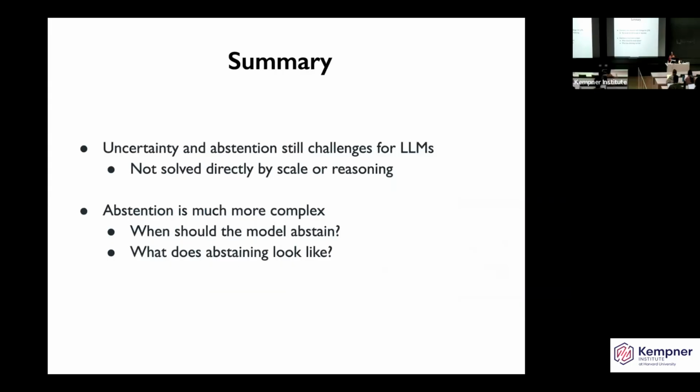So in summary, what we see is abstention and uncertainty is very much still a challenge for LLMs. And if anything, the challenge has actually gotten more complex. Before, the landscape was much simpler. It is not being solved directly by scale or reasoning. Scale isn't solving it, and reasoning, if anything, is making it worse. Now we have to think about when the model should abstain, and what the abstention even looks like. So the upshot is the problem is still there, and if anything, it has gotten more real and more complex.